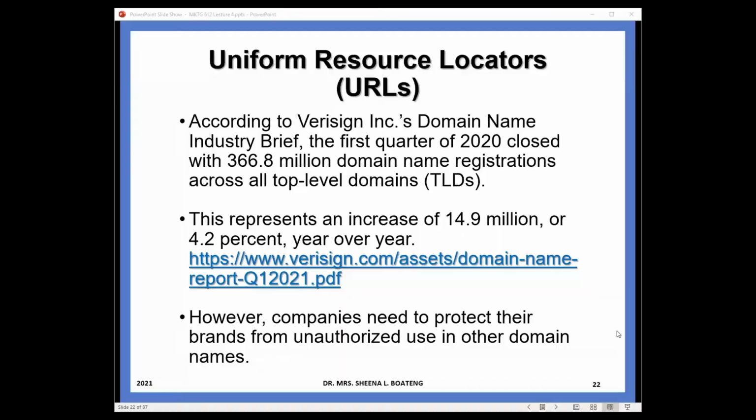So like I was saying, back to our lecture, VeriSign's report talked about the fact that the first quarter of 2020 closed with 366.8 million domain name registrations, right? And this represents an increase of 14.9 million or 4.2% year over year, meaning that every year there will be close to 14.9 million new domain names being registered.